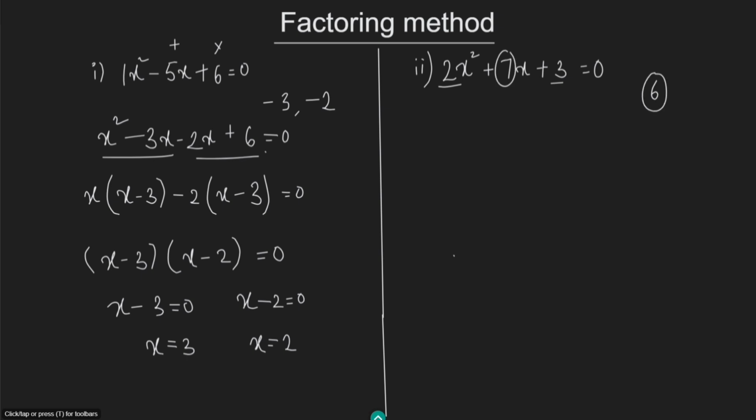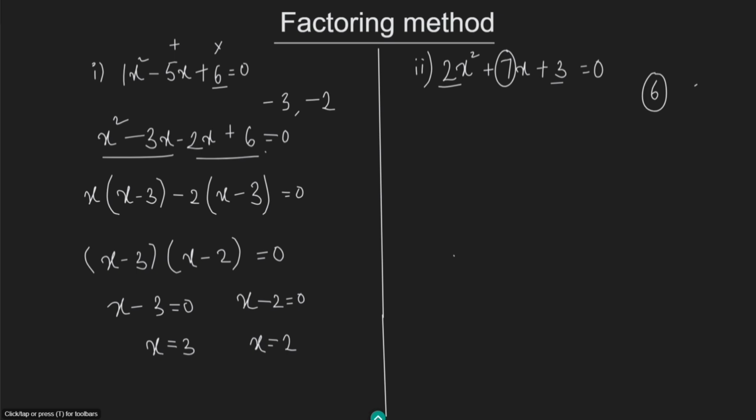And you need to find 2 numbers such that when you multiply you get a 6 and when you add you get a 7. And the difference here is, for the first question you found the factors for 6, but in the second question the coefficient of x square is 2, so you need to first multiply 2 with 3, so you get a 6, and now you choose the numbers.